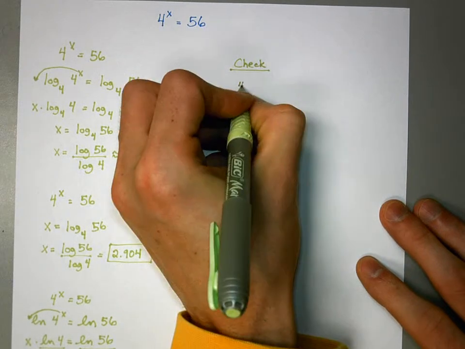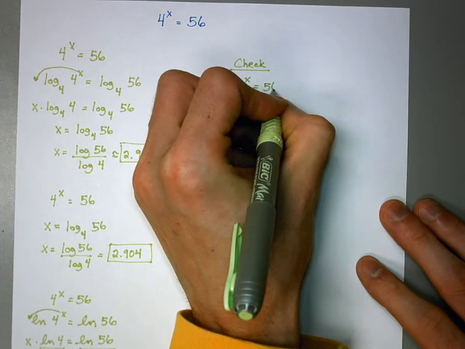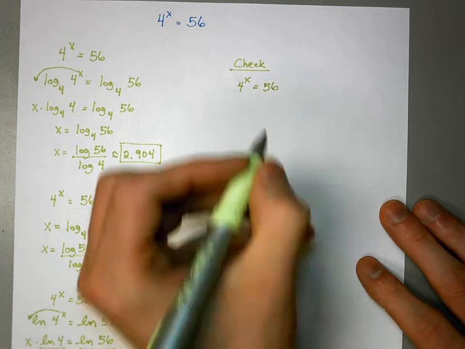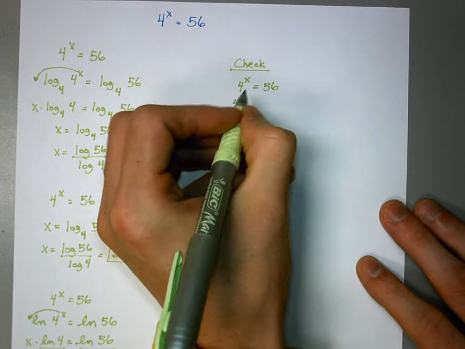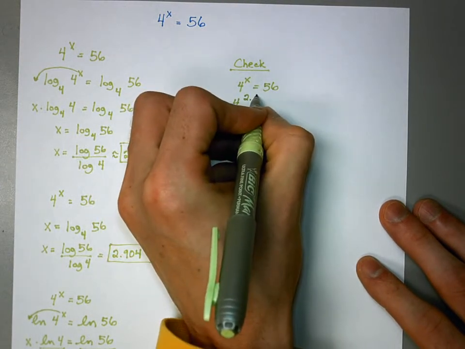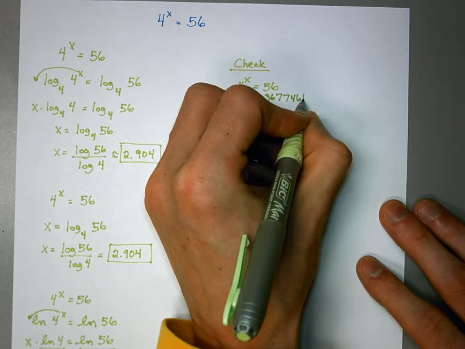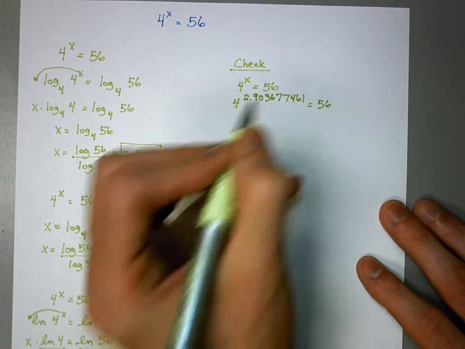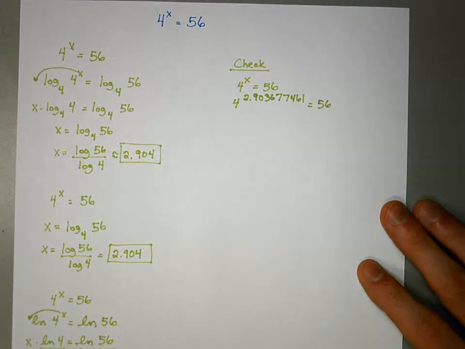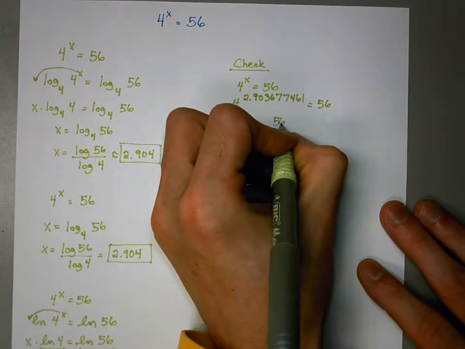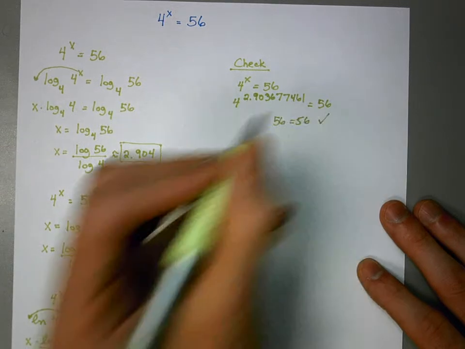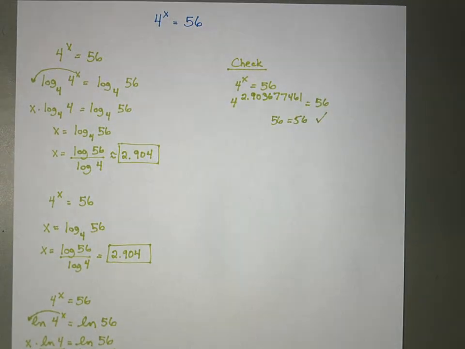And my original 4 to the x is equal to 56. And if I plug in my value, 4 raised to the 2.903677461, if I use the full value that I have in my calculator, you will see 56 does equal 56. So that does work out.